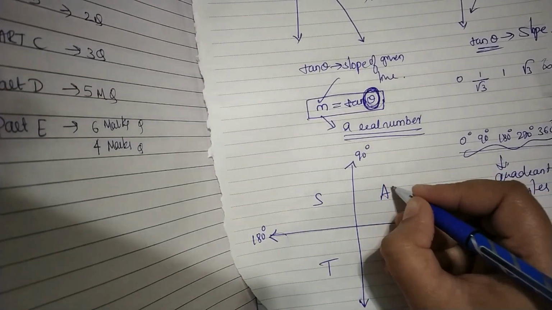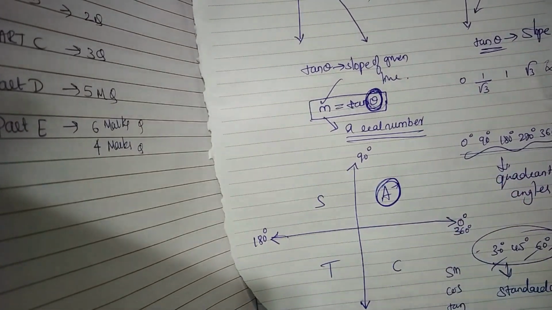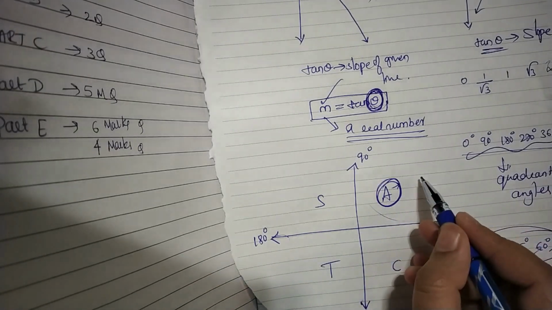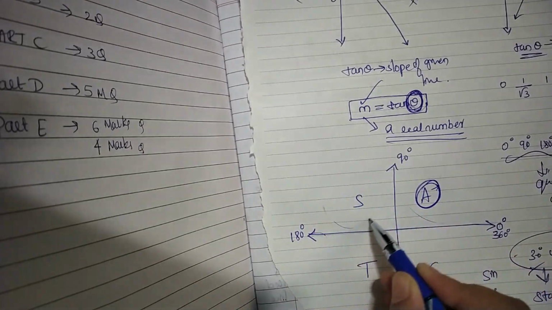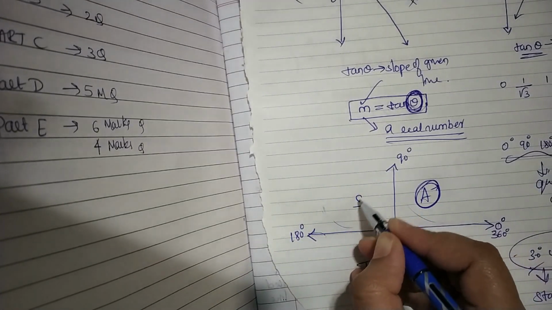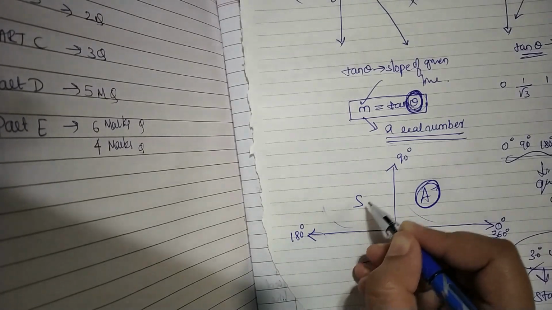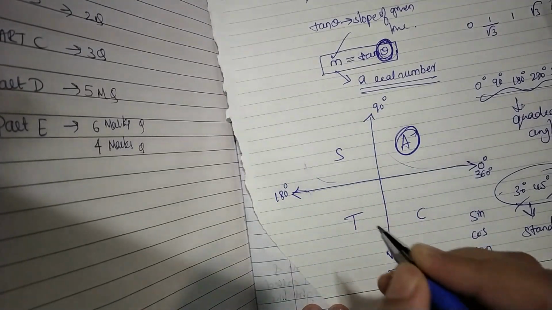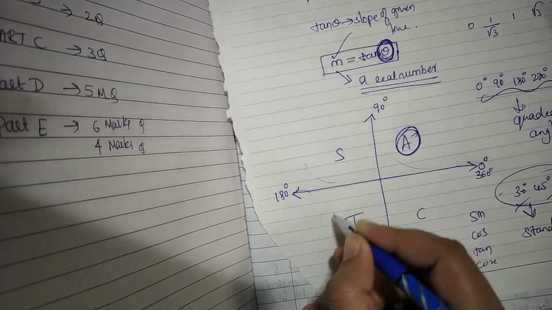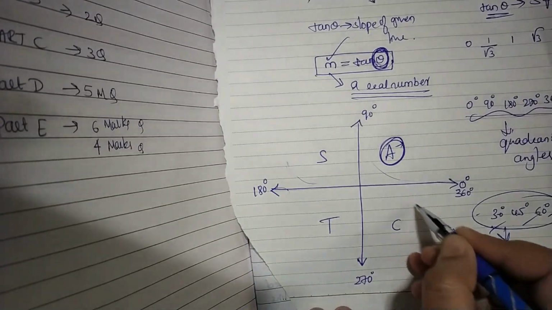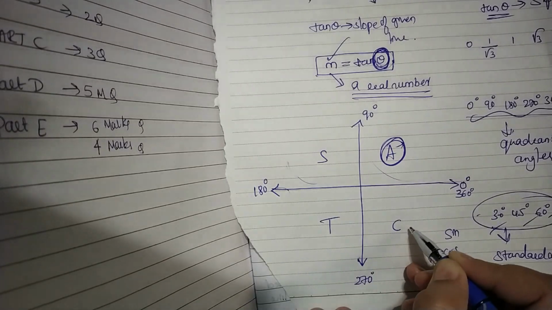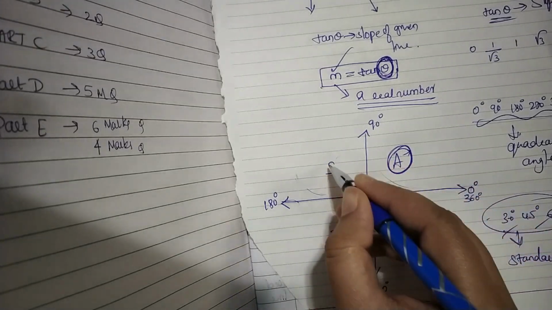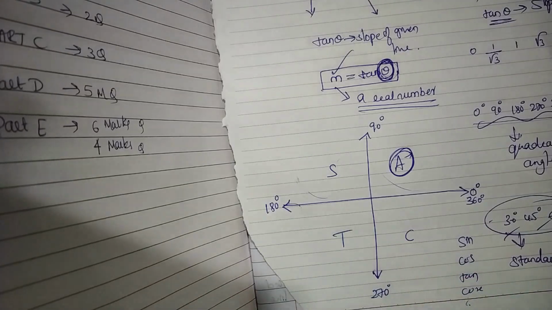So in first quadrant all trigonometric functions are positive. So this is the first quadrant. In the second quadrant, sine and its reciprocal cosec are positive and the remaining four ratios will be negative. In third quadrant, tan and cot are positive and the remaining four ratios will be negative. In fourth quadrant, cos and sec are positive and the remaining four ratios will be negative. So this rule is called ASTC rule or quadrant rule.